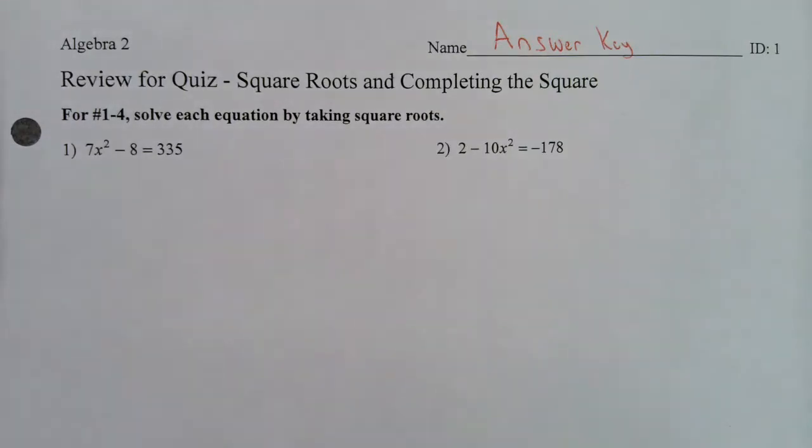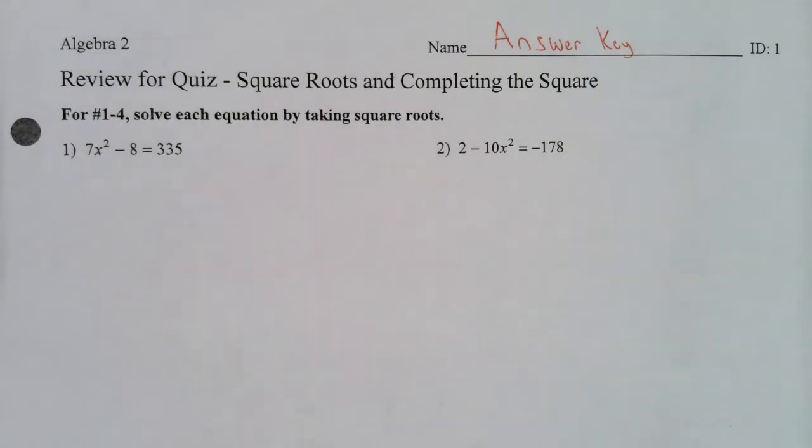Okay, so this is the review for the quiz on solving quadratic equations using square roots and completing the square. Numbers 1 through 4, solve each equation by taking square roots. In order to solve for x, you have to first get x squared by itself. So you have to isolate x squared.